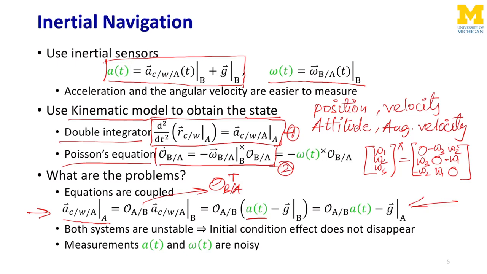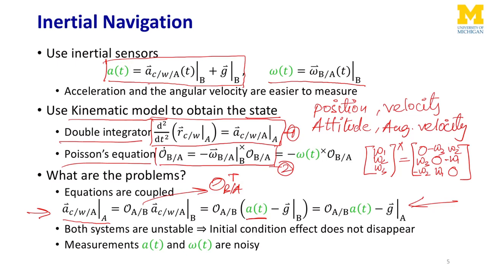Now, the second problem is that both these equations are unstable. Yeah, these are unstable equations. So if you apply an input, let me not get into the definition of stability. I'm going to digress a lot. Both these systems are unstable, which means that if you have any initial condition which you don't know exactly, its effect is not going to disappear. Actually it's going to get worse, because whatever mismatch you have in the initial condition between the true system and your model, the effect of that initial condition is going to grow.